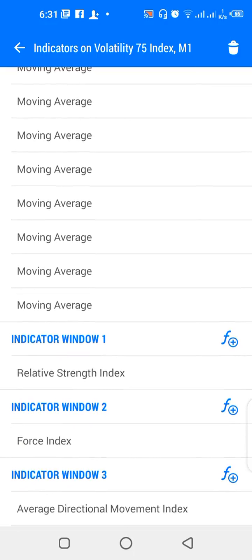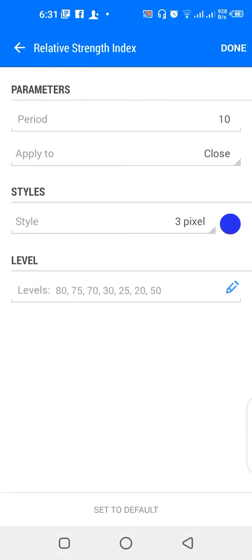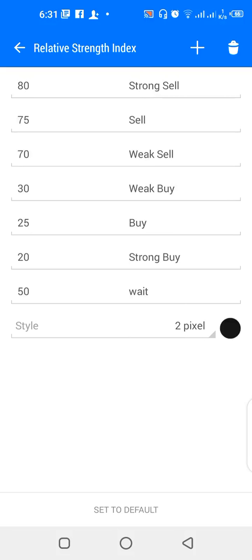Now let's go to indicator window 1. For indicator window 1, we have the relative strength index. Let's look at the parameters. The period is 10, applied to close, and the color is blue. Now we have levels. The first one is 80. Second one is 75. We have 70. We have 30. We have 25. We have 20, and we have 50.